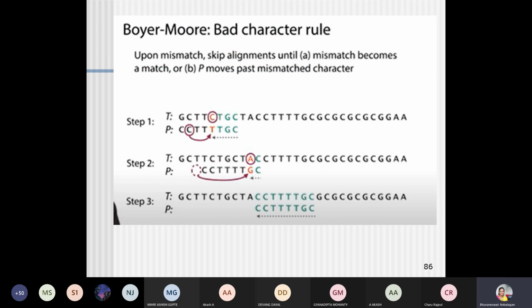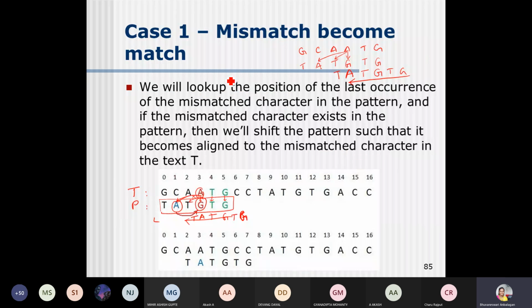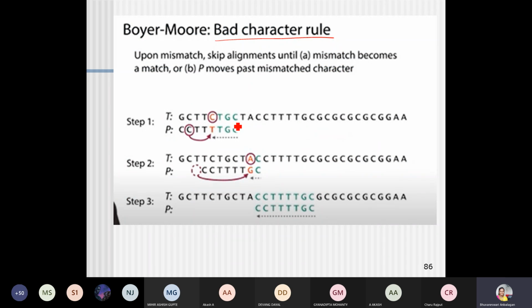So you see here the bad character rule, that is, the bad character heuristic. We will see one example. C and C matched, G and G matched, T and T matched, C and T not matched. So it will look for whether there is a T. C is here, no match. T, no match. C, yes, I got it. So I will shift the entire pattern so that it gets aligned with this matched C.